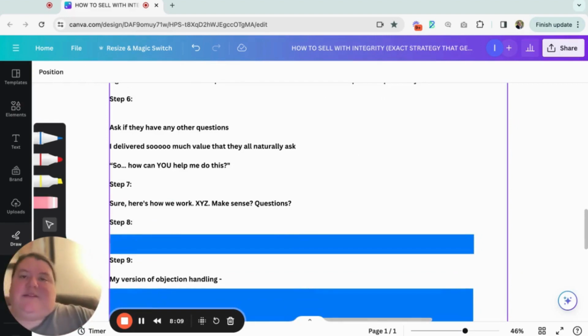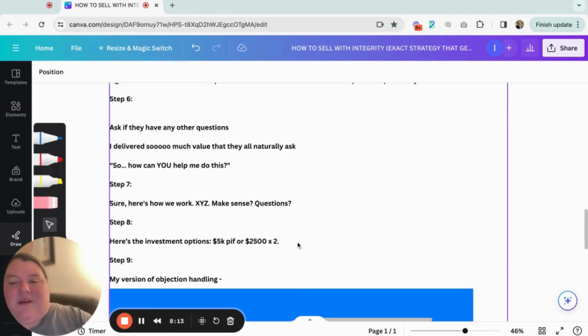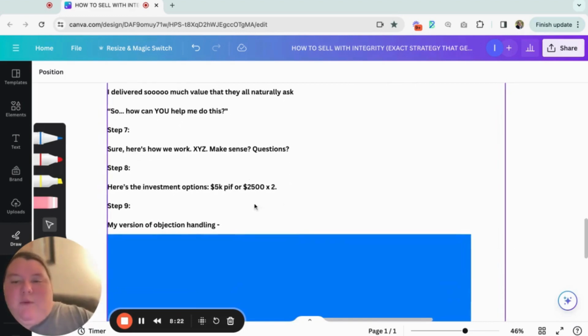Does that make sense? Yes. Do you have any questions? No. Okay, great. So now the only thing we have to talk about really is just investment, right? The investment option to work with us is $5,000 paid in full, or you can break it down into two payments if that's easier. And then people will make their decision.